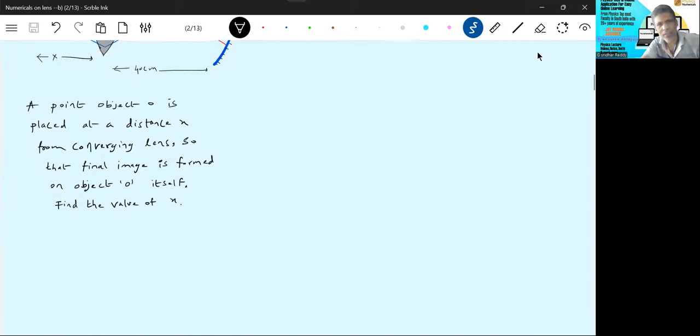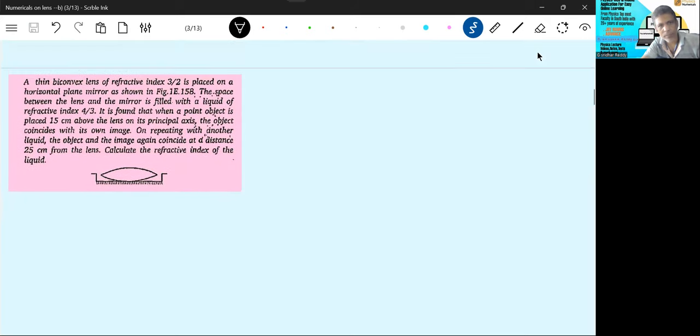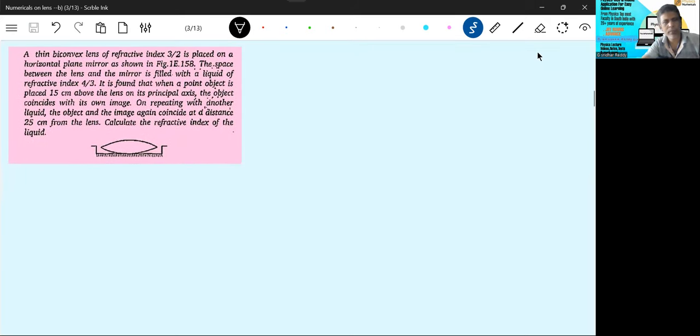We take the next one. A thin biconvex lens of refractive index 3/2 is placed on a horizontal plane mirror, as shown. This is a plane mirror. The space between the lens and the mirror is filled with a liquid of refractive index 4/3. It is found that when a point object is placed 15 cm above the lens on the principal axis, the object coincides with its own image.